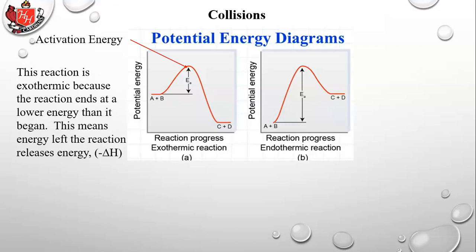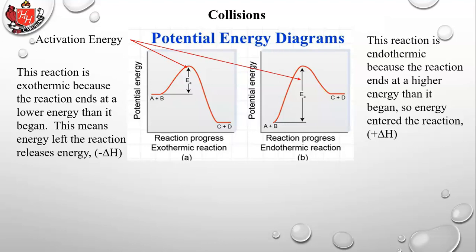This means energy left the reaction, and the reaction releases energy, and that's negative delta H, negative enthalpy. This reaction is endothermic because the reaction ends at a higher energy than it began, so energy entered the reaction, and that's positive delta H.